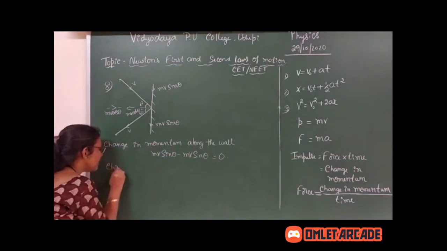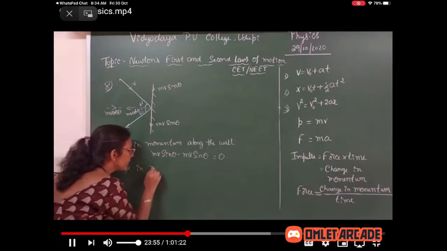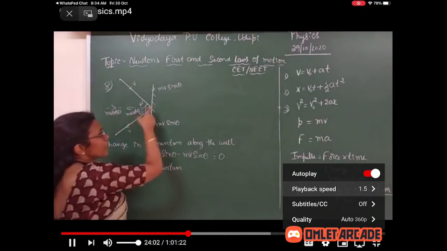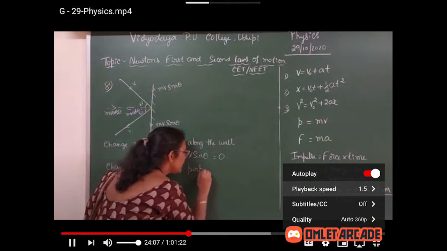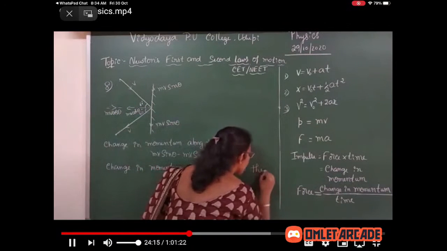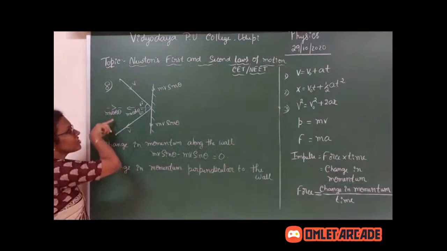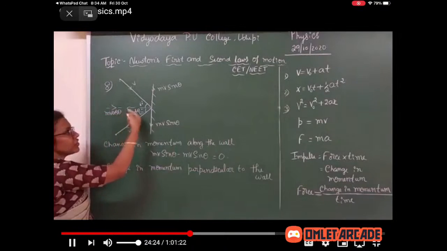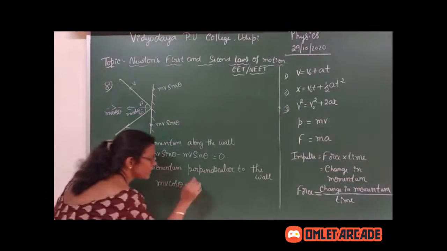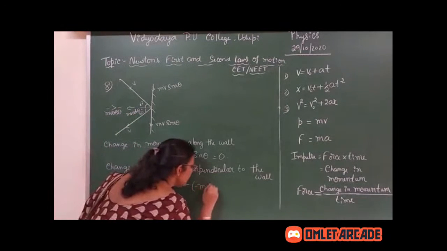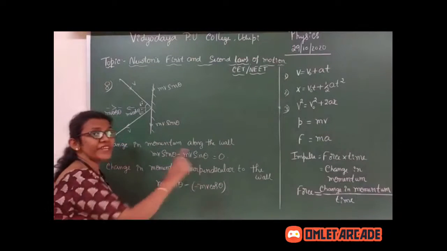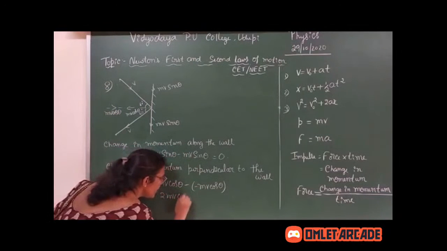Similarly, the change in the momentum perpendicular to the wall. See here, the directions are opposite. If I consider this direction positive, this is in the opposite direction. So this can be written as mv cos theta minus, since the direction is opposite, minus mv cos theta. Minus becomes plus, so this becomes 2mv cos theta.